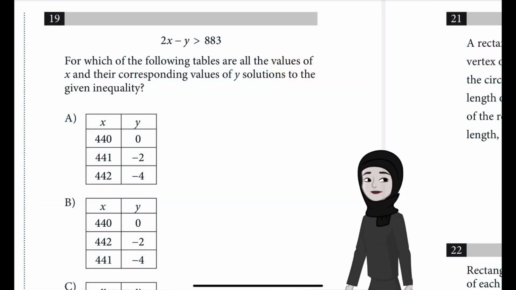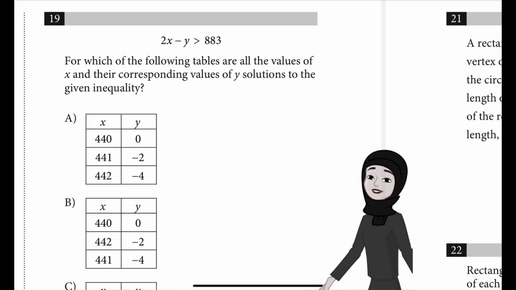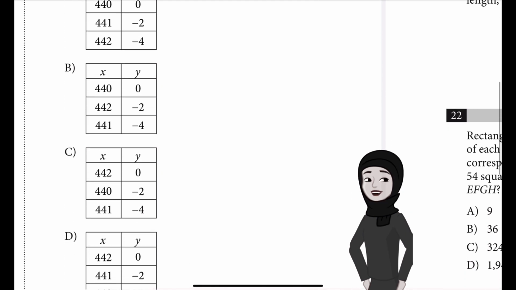Now moving on to question number 19. 2x minus y is greater than 883. For which of the following tables are all the values of x and their corresponding values of y solutions to the given inequality? So first let us observe all the answer choices given.